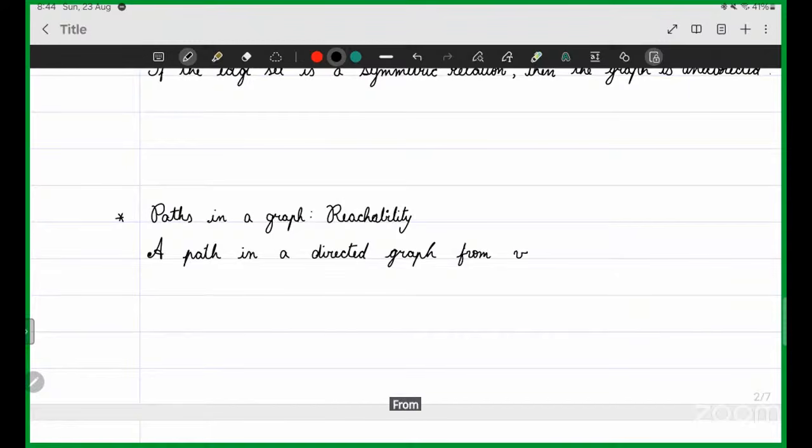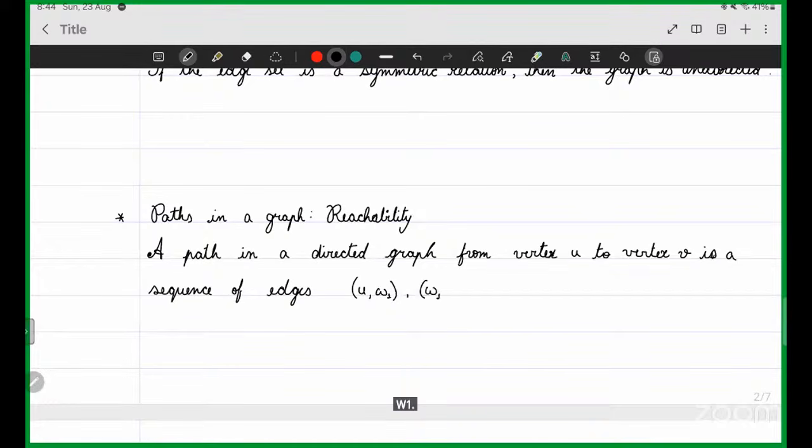From, let's say, vertex U to vertex V is a sequence of edges of the form U comma, let's say, W1, W1 comma W2, and so on up to Wn comma V. This is just whatever we have written down, right?